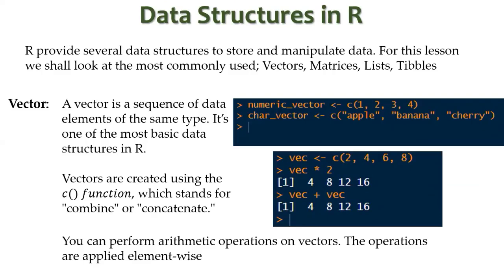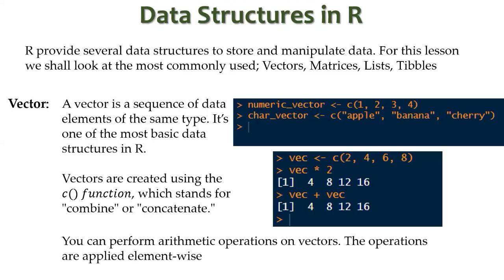With the arithmetic operations, I created another numeric vector called vec, and then I multiplied it by 2. You see that the 2 is multiplying each element in the vector. So 2 times 2 gives you 4, 2 times 4 gives you 8, 2 times 6 gives you 12, and 2 times 8 gives you 16. Then I can also add. I add vec to itself. So 2, 4, 6, 8 added to itself: 2 plus 2 gives you 4, 4 plus 4 gives you 8, 6 plus 6 gives you 12, and 8 plus 8 gives you 16.